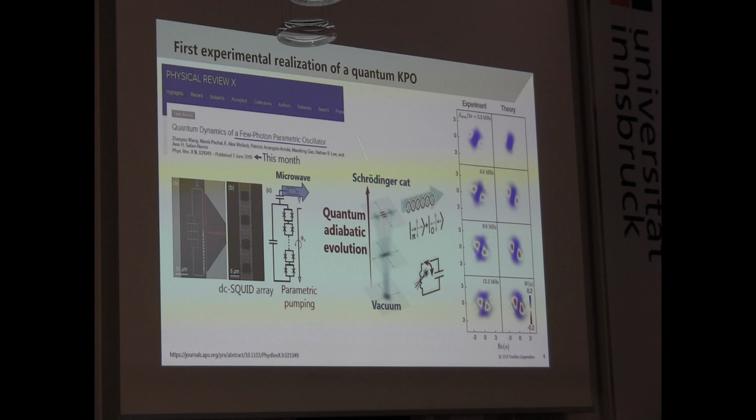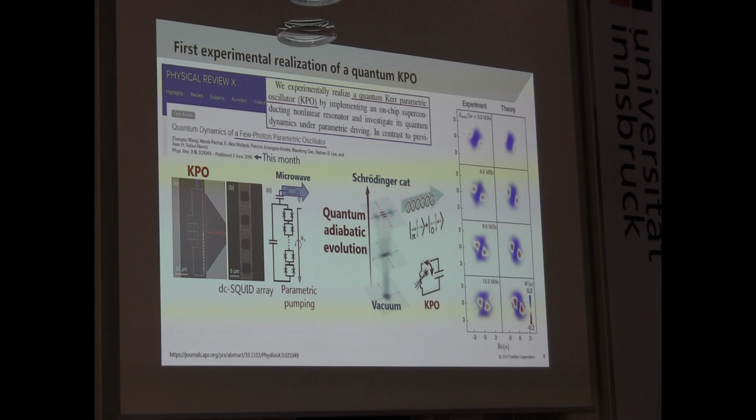And interestingly, this cat state generation is based on quantum adiabatic evolution. So this device is definitely related to this conference. And they say, we experimentally realize a quantum Kerr parametric oscillator, KPO. So in summary, they experimentally realized such a new kind of oscillator called KPO and demonstrated adiabatic generation of a cat state. That's very interesting.